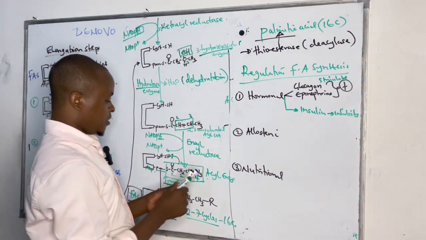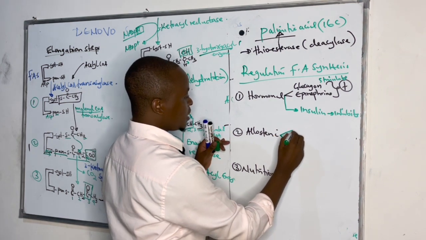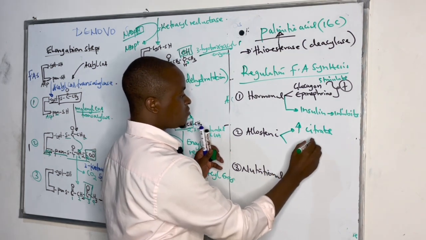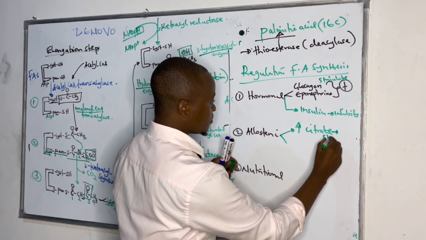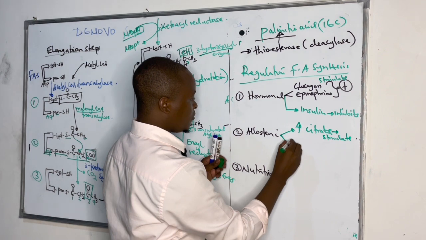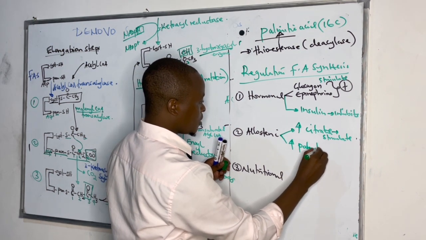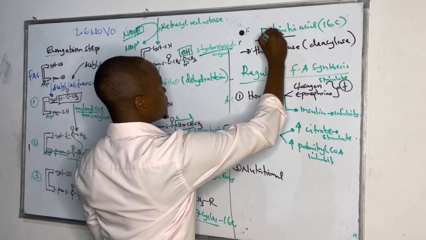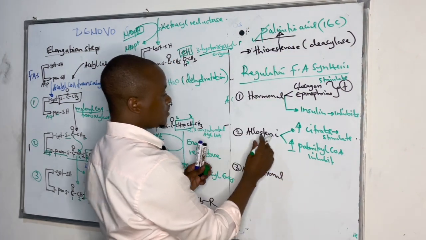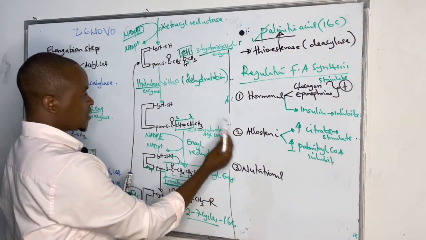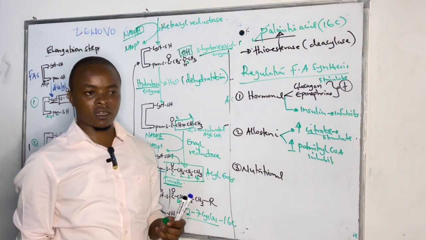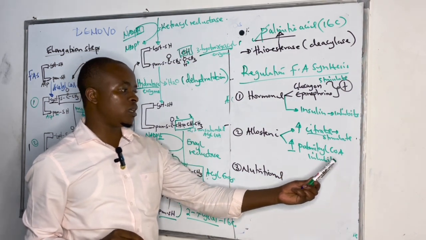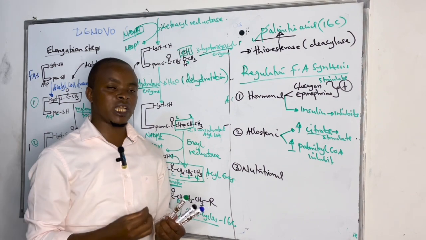Then allosterically, we see this enzyme being stimulated by increased levels of citrate, as we saw that acetyl-CoA is converted to citrate. Increased levels of citrate stimulate, whereas increased levels of palmitoyl-CoA inhibit, because this is the product we are forming. So when we have much of the product, it exerts a negative feedback, whereas much citrate exerts a positive feedback by activating more synthesis of the enzyme, whereas much palmitoyl-CoA decreases its synthesis.